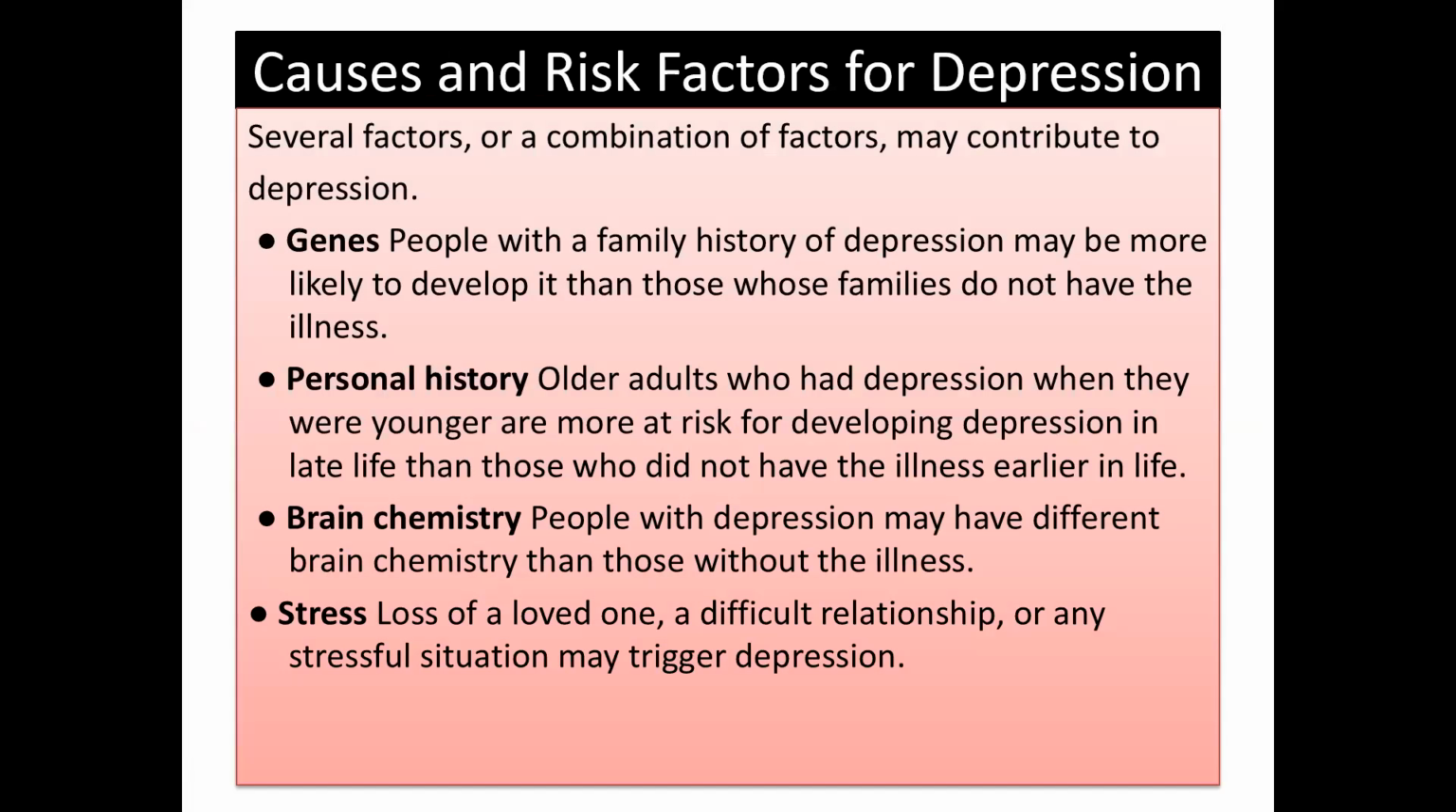Causes and risk factors for depression. Several factors or a combination of factors may contribute to depression. Genes: people with a family history of depression may be more likely to develop it than those whose families do not have the illness. Personal history: older adults who had depression when they were younger are more at risk for developing depression in late life than those who did not have the illness earlier in life. Brain chemistry: people with depression may have different brain chemistry than those without the illness. Stress: loss of a loved one, a difficult relationship, or any stressful situation may trigger depression.